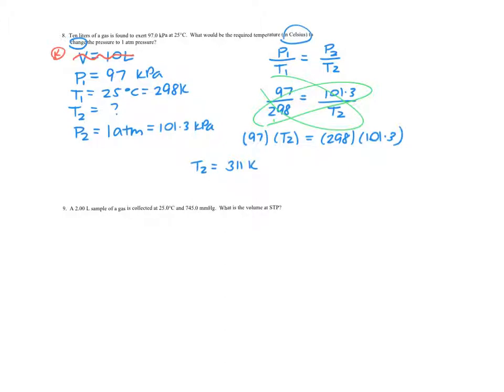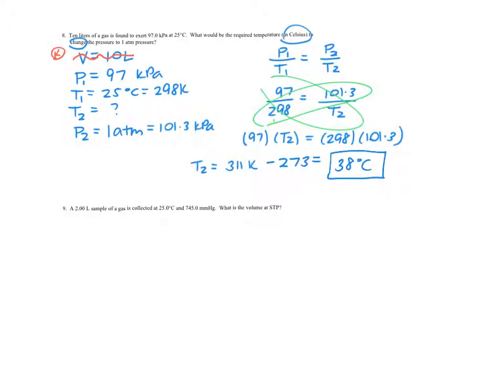So to get it to Celsius, you do the opposite. If you add 273 to turn it into Kelvin, you subtract 273 to turn it back to Celsius, and you get 38 degrees Celsius. You only have to do that change if the problem stipulates. Okay, let's do one more.